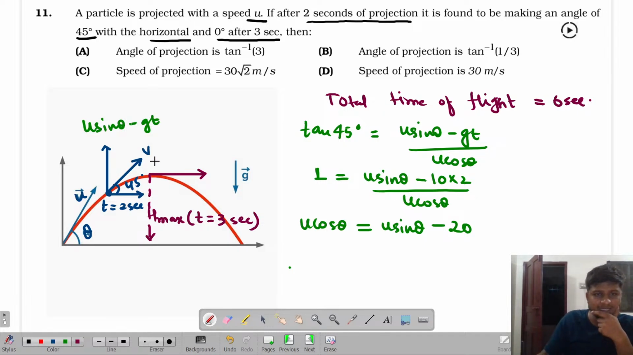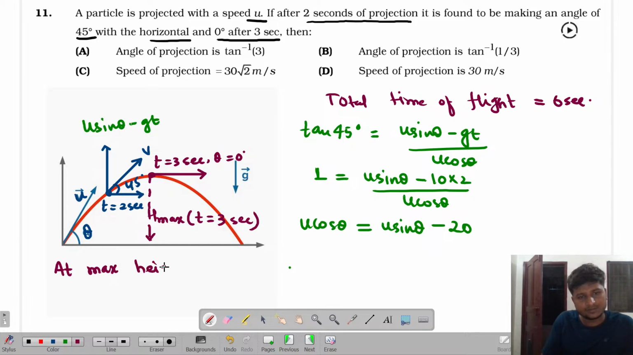In this, at t is equal to exactly 3 seconds, read the statement. Is my screen visible to everyone? Okay, so look, at t is equal to 3 seconds, my theta is 0 or not? Theta with the horizontal is 0. Theta with the horizontal at 0 means I am at the maximum height, isn't it? So if I am at the maximum height, I can write the equation at maximum height.